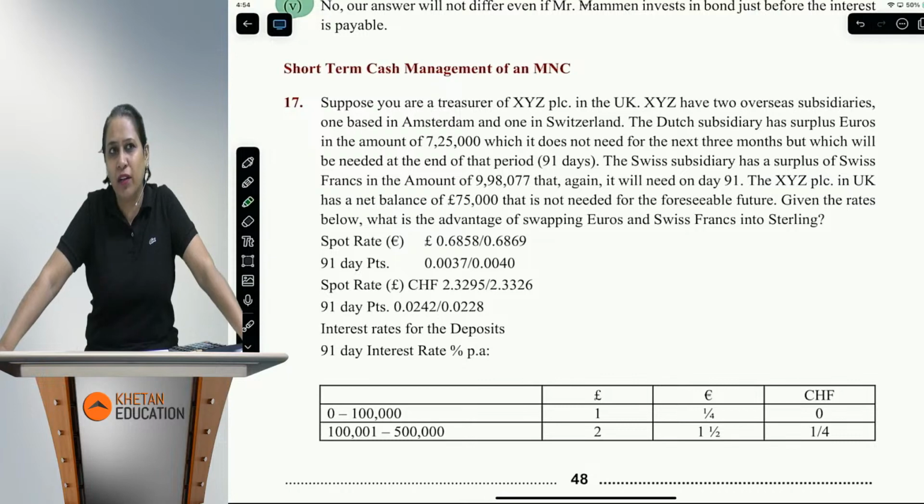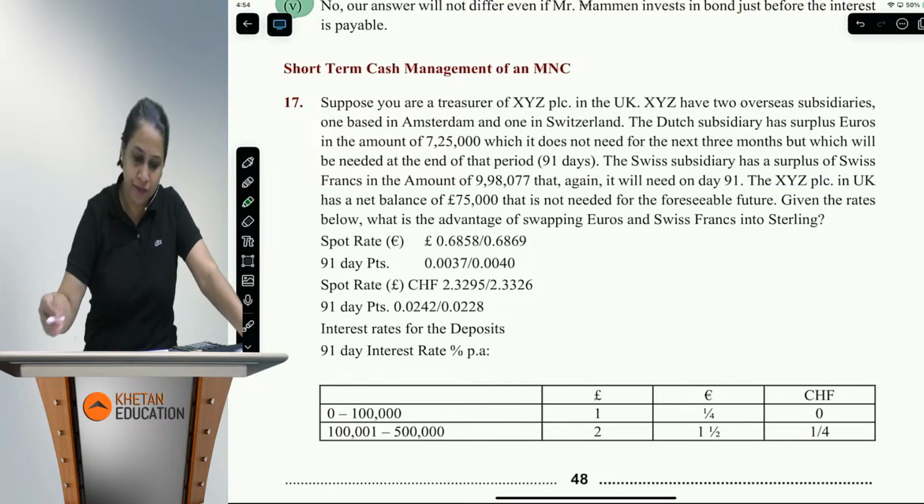Because guys, if you do not convert the decentralized, how will you compare that answer with the centralized? That means in the decentralized, there is only a notional conversion. It is not an actual conversion, okay? So let's read the sum.